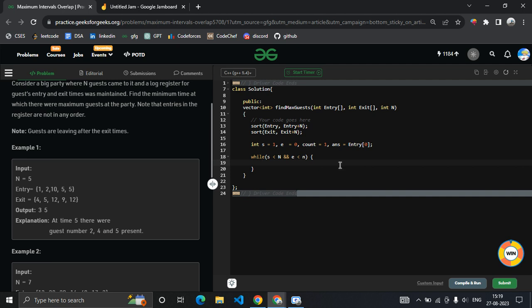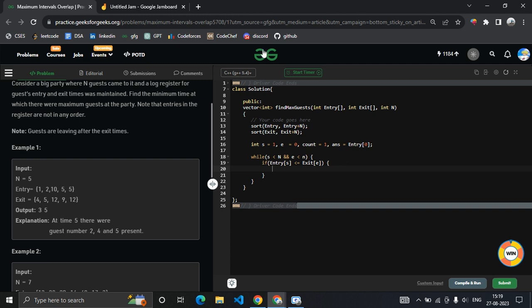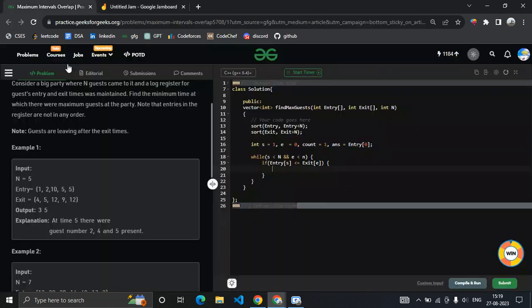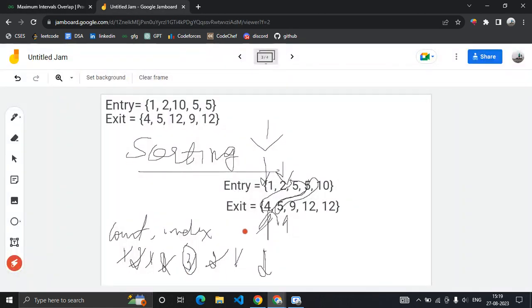Now we'll check if entry of start is less than or equal to exit of end. What I am writing here is basically checking whether the entry of this index is less than or equal to the exit of the pointer it is pointing to. If it satisfies the condition, what do we have to do? Increment the counter and increment the entry index.